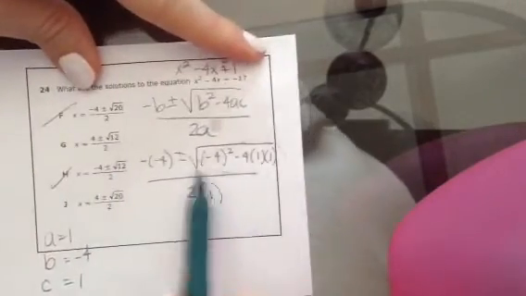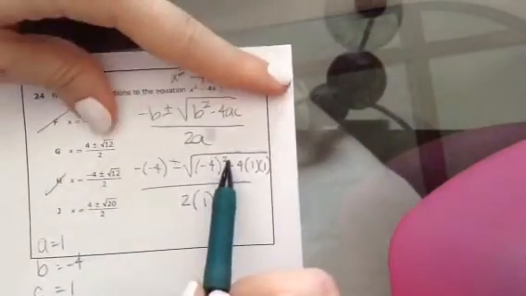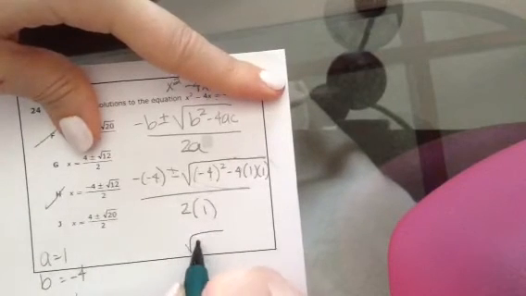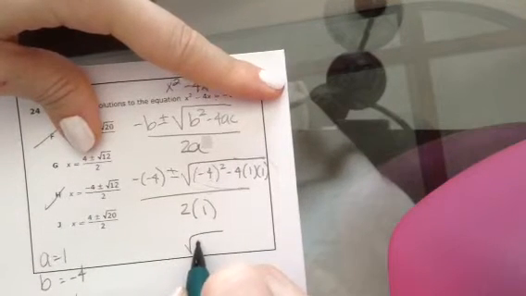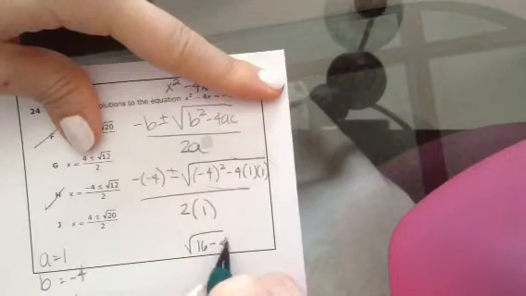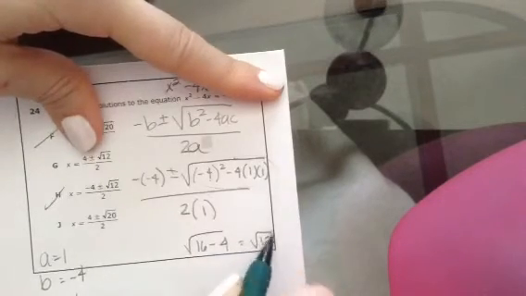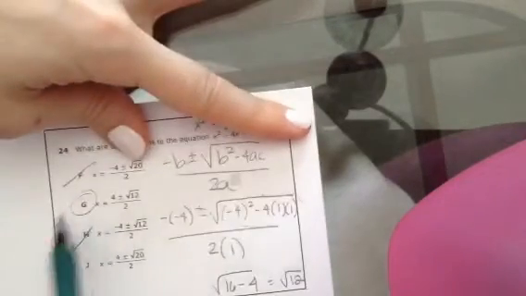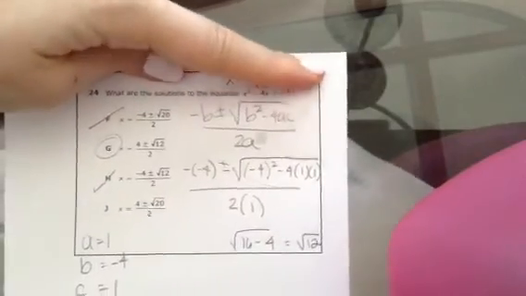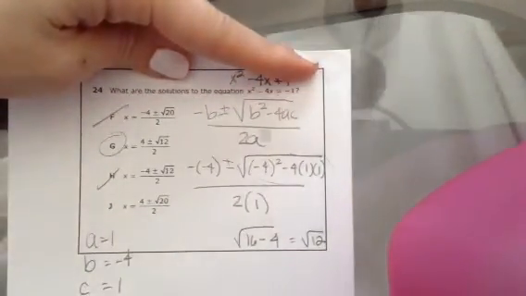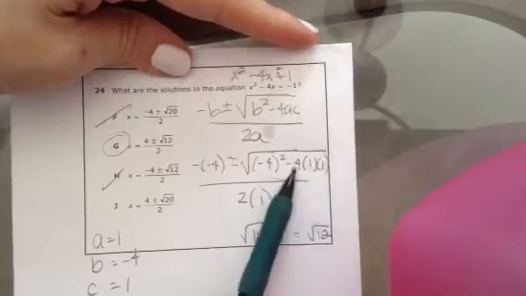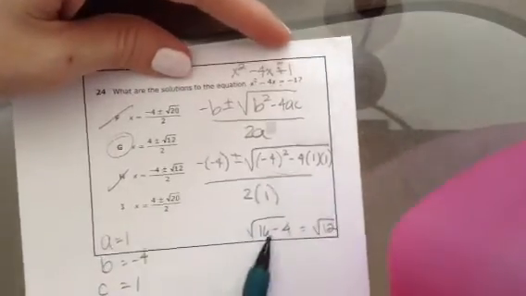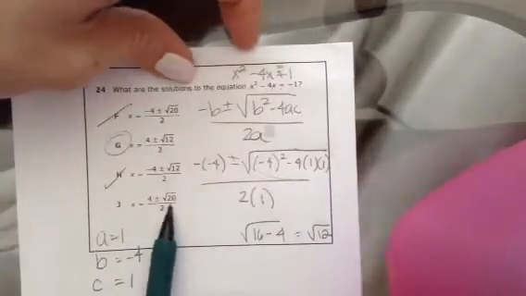So then inside the parentheses, 4 squared would be 16 minus 4, which is the square root of 12. So the answer is G. If you don't multiply this right, you would get plus 4 right here, which would give you this answer, but that is not correct. The answer is G.